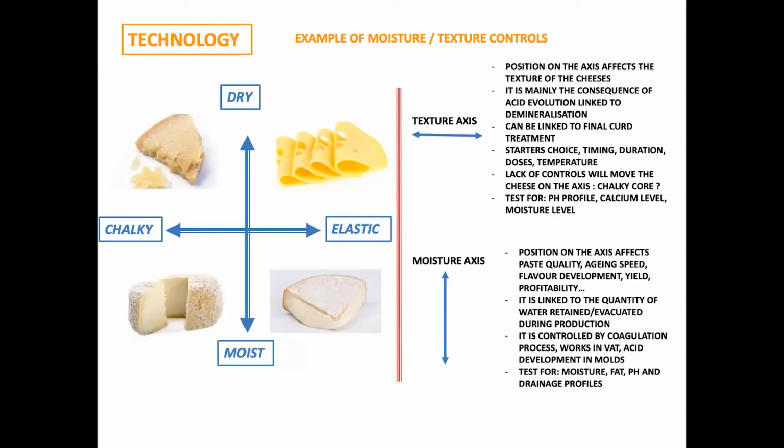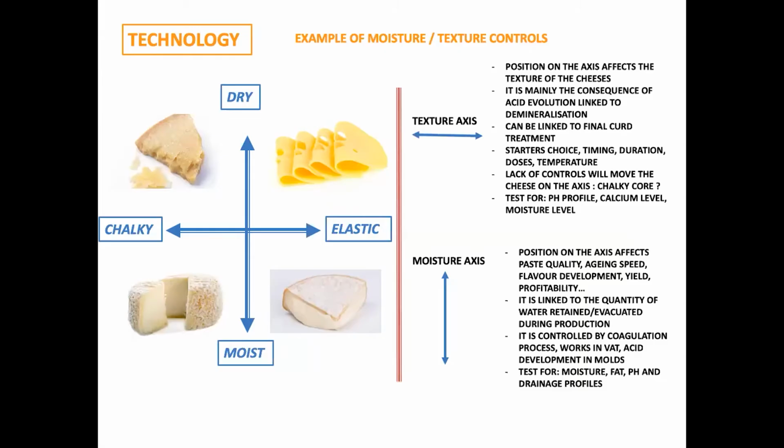To make a long story short, the lack of control will move the cheese on the axis, mainly towards chalky. Most of the time, the cheese will move towards the chalky side. This is the classic example of the chalky core in soft cheese, camembert style or brie style. In order to understand what's going on, if you have a texture problem, you should focus on the pH profile, calcium level, and moisture level at various stages.